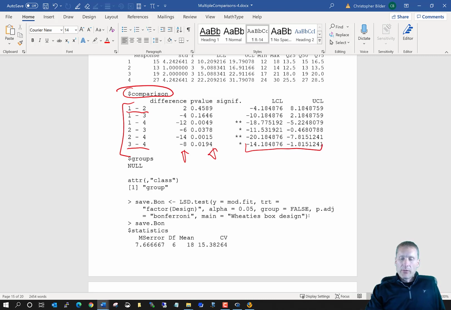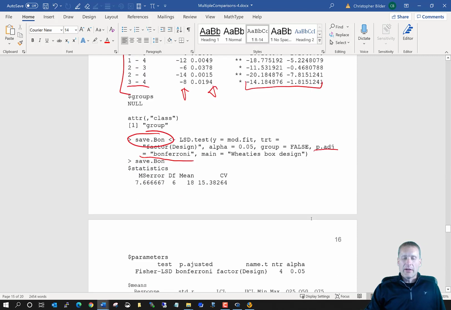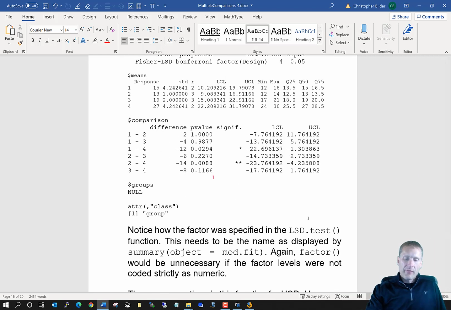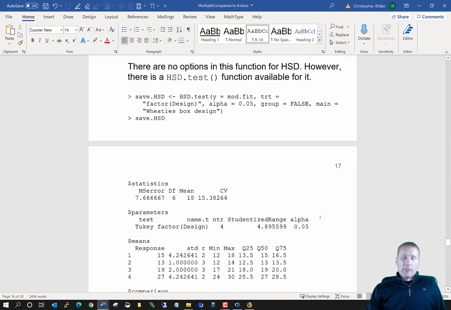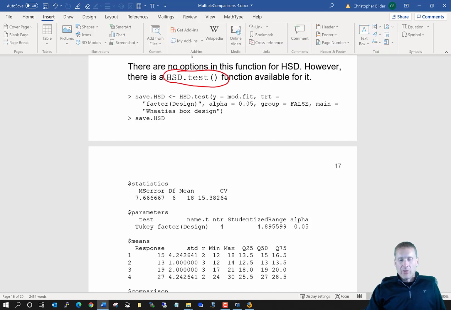Now, if we were to do the Bonferroni procedure, we use the exact same code, but now P.ADJ has an argument value of Bonferroni. Okay, we save the results, let's say in save.bon for lack of a better name. Now these p-values have been adjusted, just like what we saw before. We also have the corresponding confidence intervals that include the adjustment too. This package does not allow you with this particular function to do Tukey's HSD, but there is an HSD.test function that can be used instead, and it works in a very similar manner.